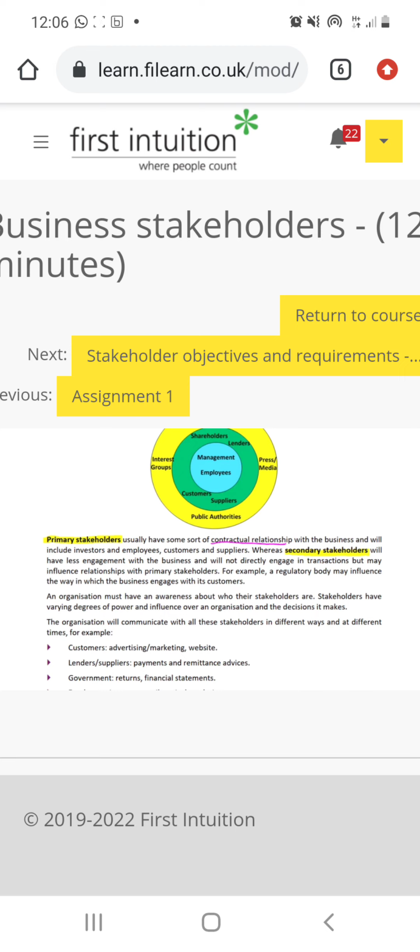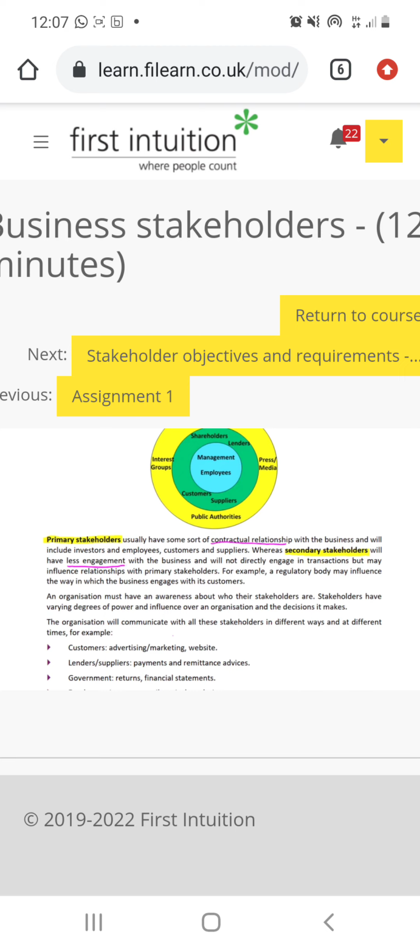Employees as well would fit into our primary stakeholder category. They have an employment contract with the business. We also have customers and our suppliers bound by payment terms to the business. Our secondary stakeholders will have less engagement with the business and will not directly engage in transactions, but may still influence the relationships with the primary stakeholders.